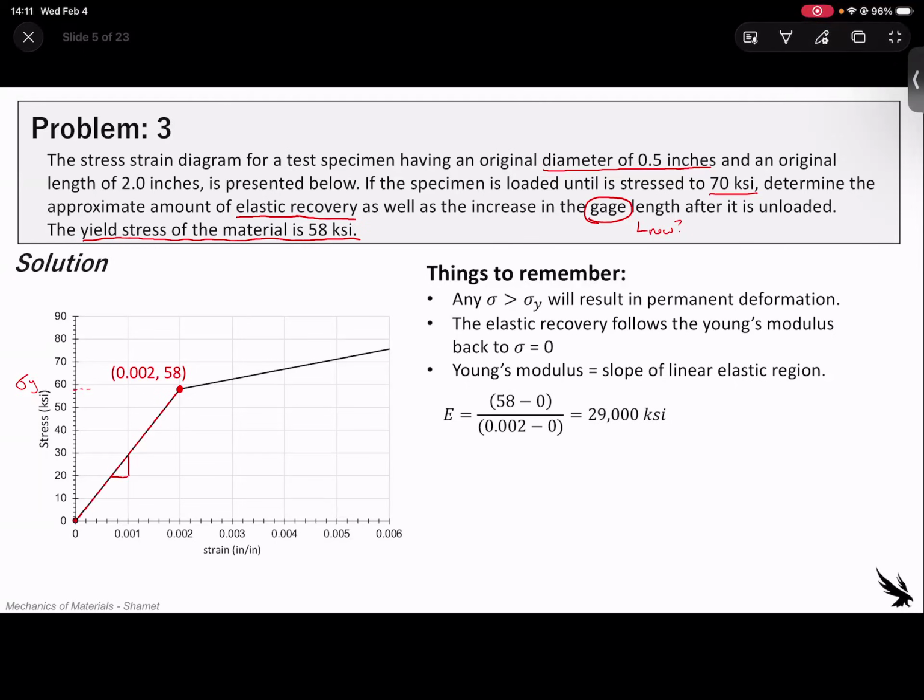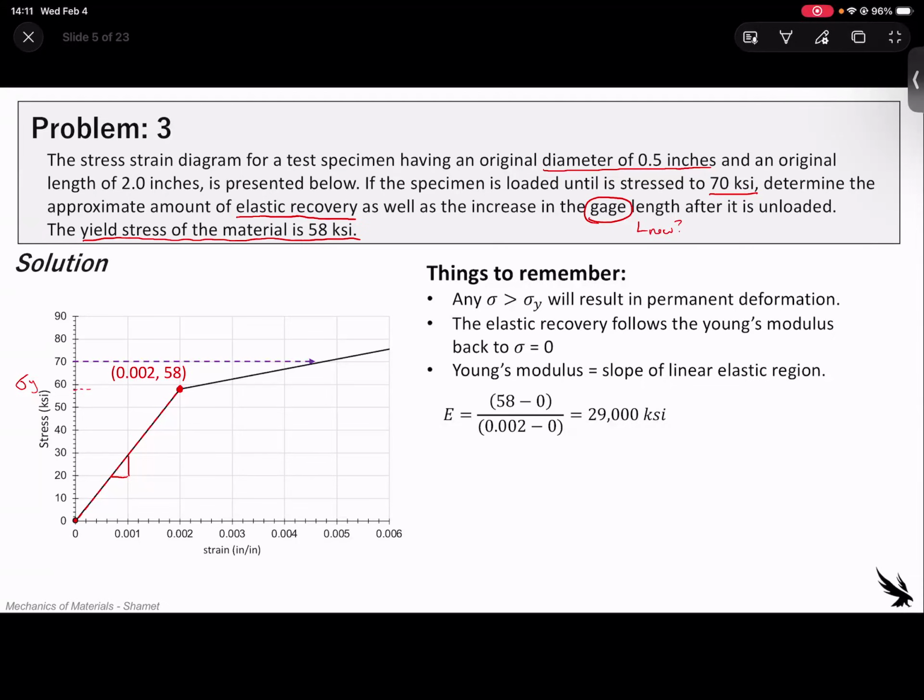Right here, kind of cool. If you didn't know what the material was and you were just testing it, you could look back at the previous examples that we've done, and this is about the Young's modulus of steel. So right then and there, we kind of know it's close to steel.